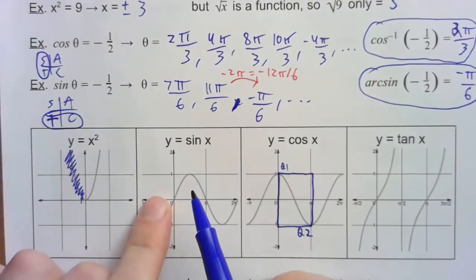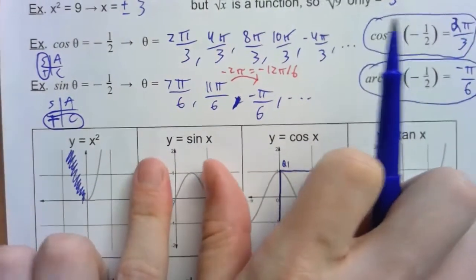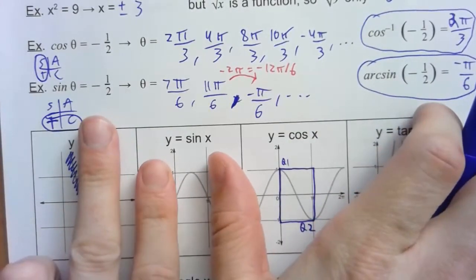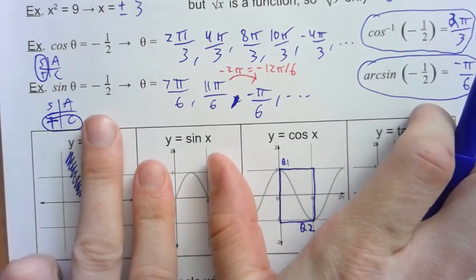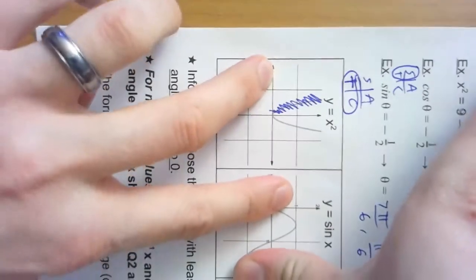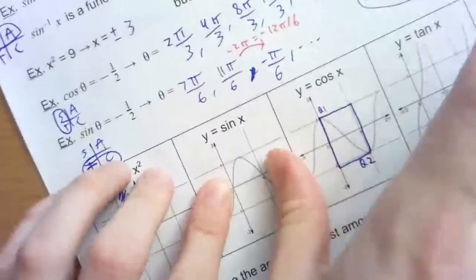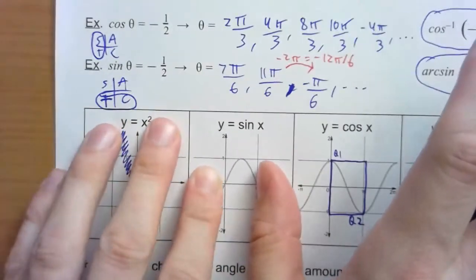See, for sine, could we make the same choice? For sine, could I cut it down to just quadrant 1 and quadrant 2 like that? I couldn't. There'd be a couple problems. First of all, the inverse would still not be a function. This would still fail the horizontal line test.